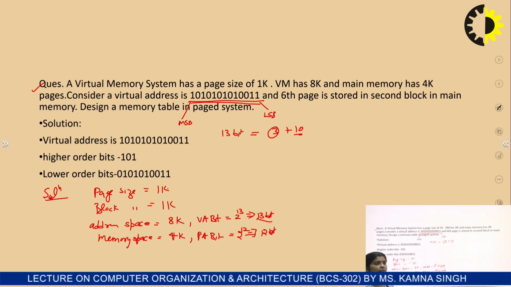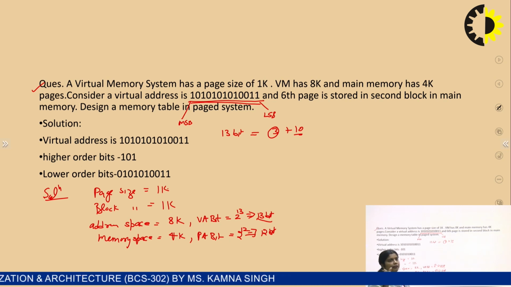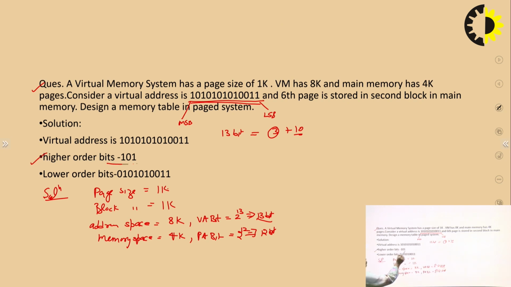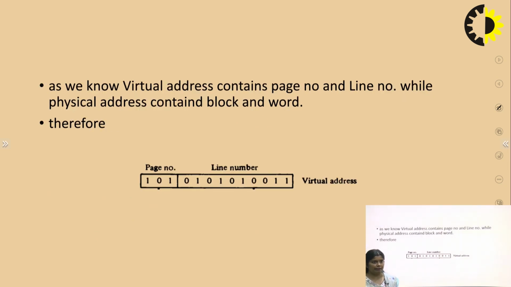Suppose this virtual address is a 15-bit number. Then at that moment your 5 bits will be the higher order bits and the 10 bits the lower order bits. Fine. So you can get the higher order bits and the lower order bits because the virtual address is already given.